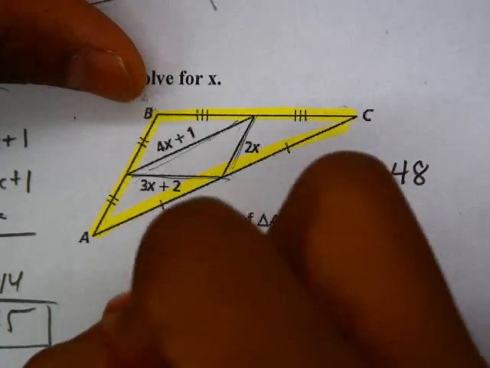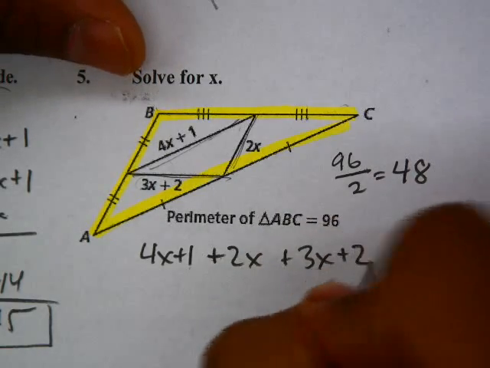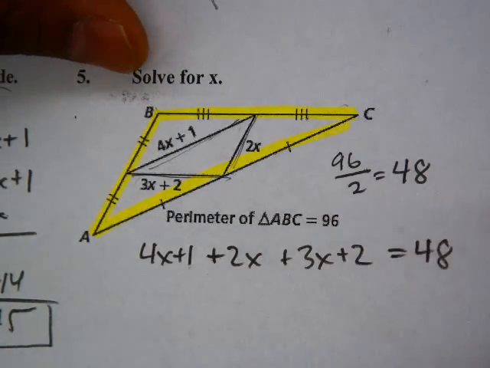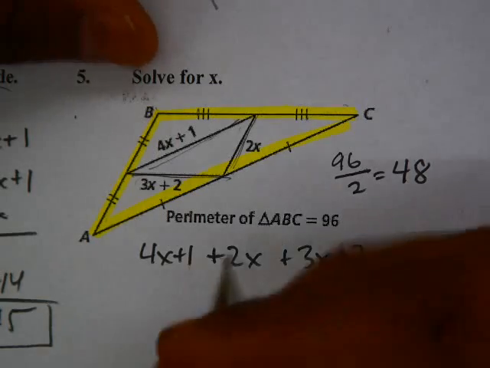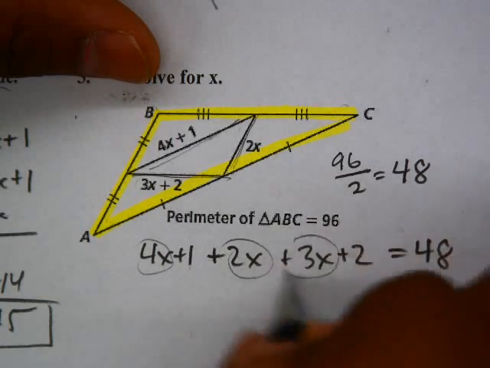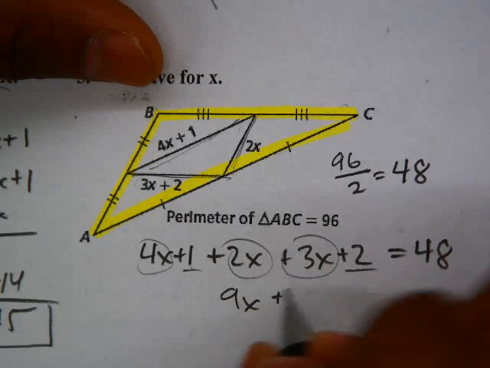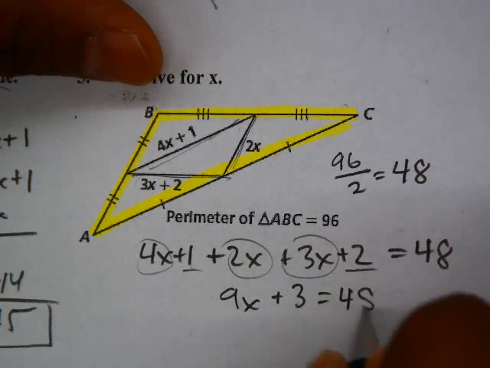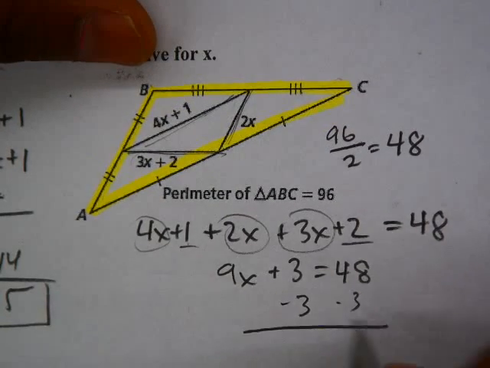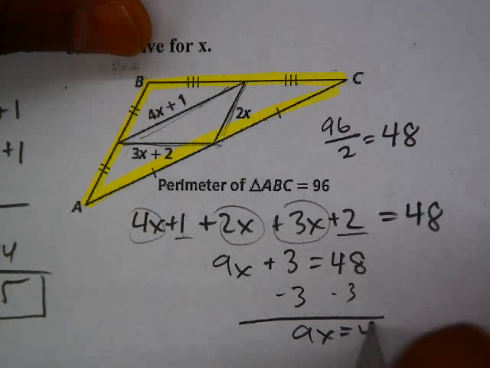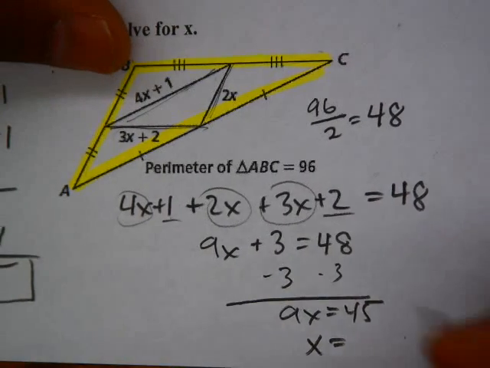So 4x plus 1 plus 2x plus 3x plus 2 should equal 48. If I combine like terms, 4x, 2x, and 3x make 9x. 1 and 2 make 3. Subtract 3. And you can see that x is equal to 5.